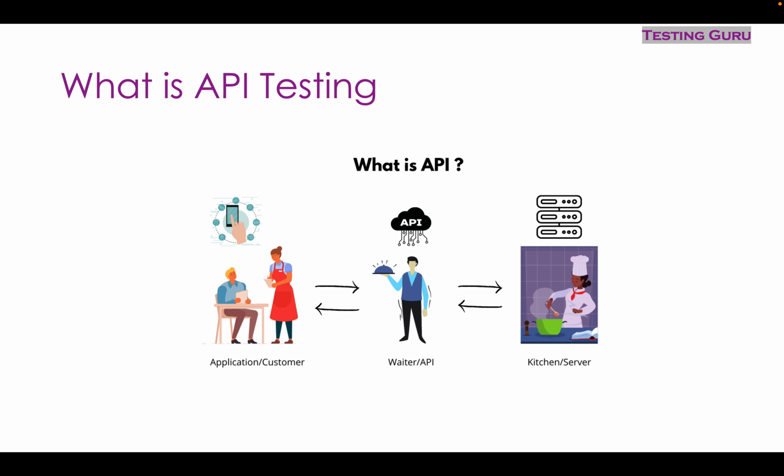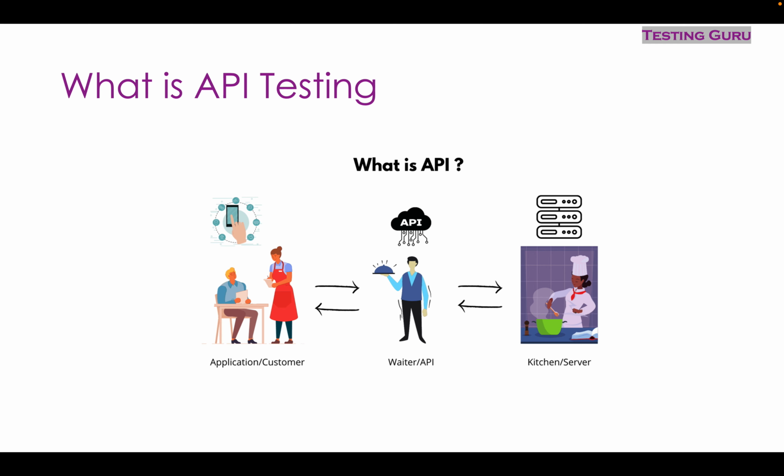So here, if you see customer, waiter, and kitchen in a real-world scenario, technically the customer is an application, the waiter is an API, and the kitchen is a server. Whatever order he takes from the customer, he takes to the server as a request, and the server gives a response, and that response is given back to the customer. That's how the API works.